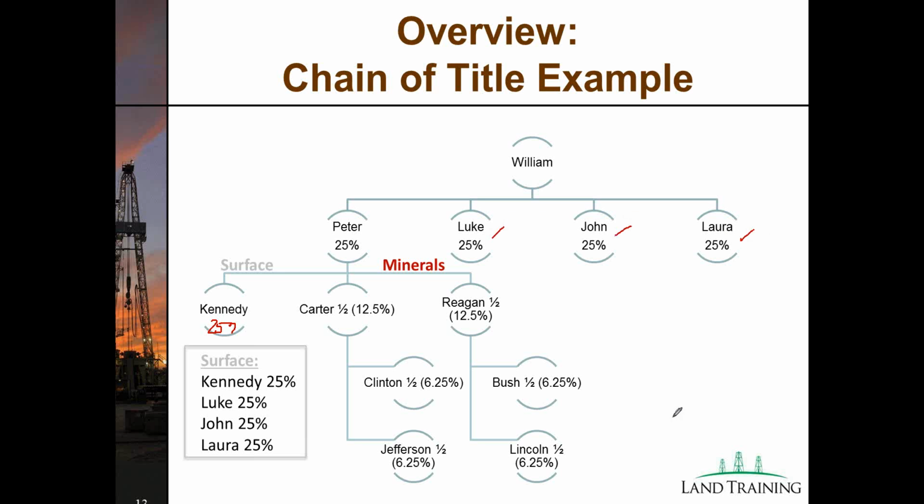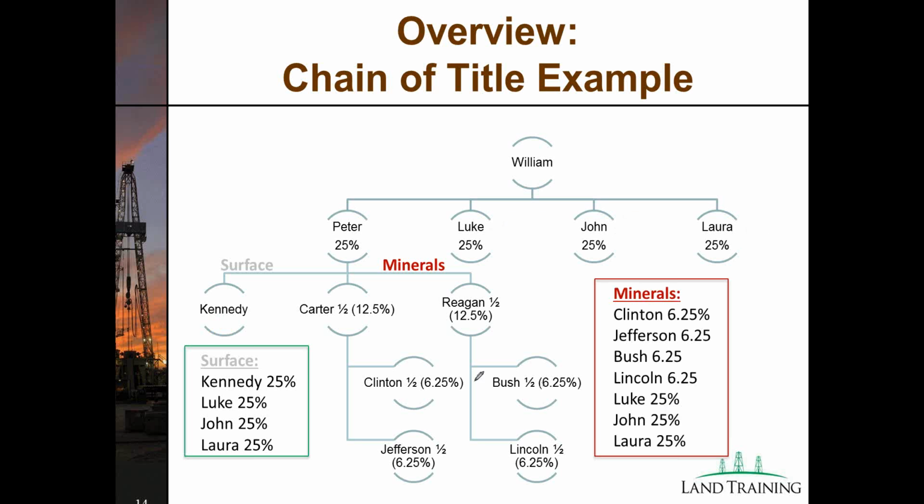The minerals are going to be owned Clinton 6.25%, Jefferson 6.25%, Bush 6.25%, Lincoln 6.25%. That makes up all of Peter's 25%. And then Luke, John, and Laura will get the remaining 25% of the minerals. So that's basically what running title is. You're basically spelling out who owns the surface and who owns the minerals.